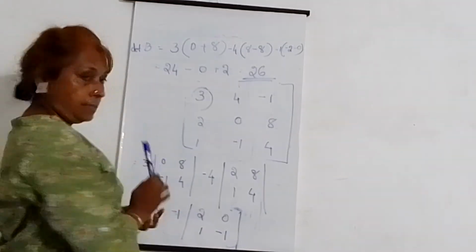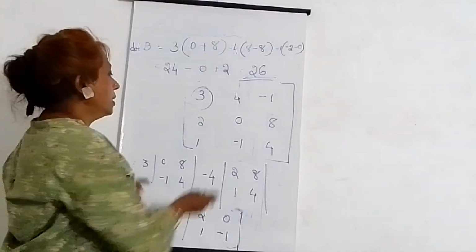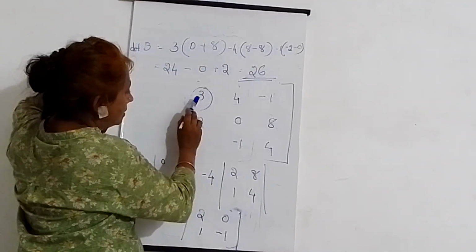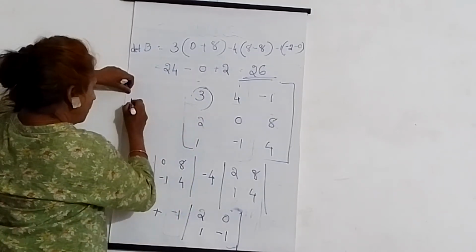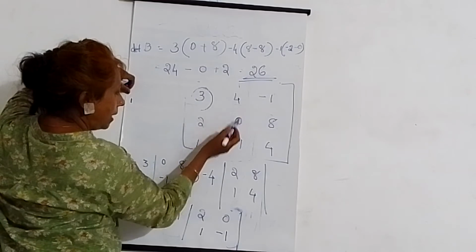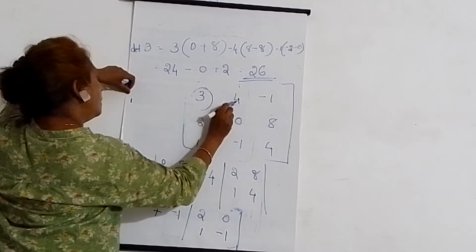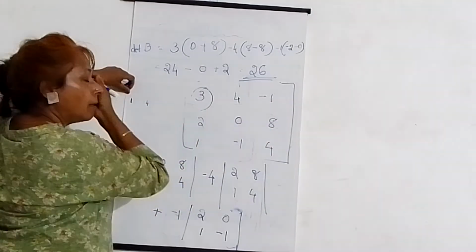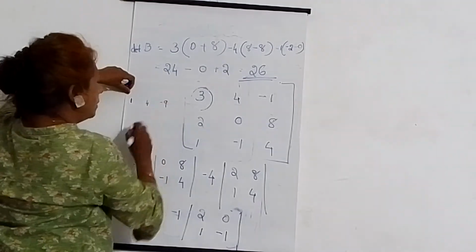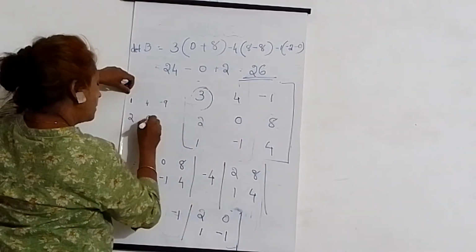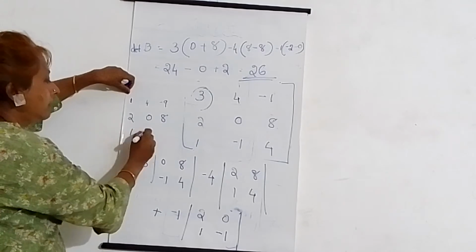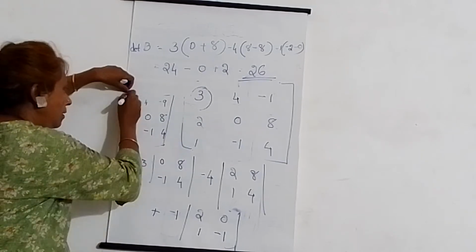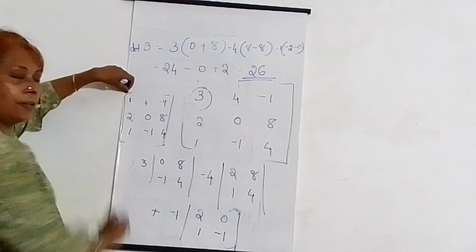But another option is there. See, 3 minus 2 is 1, so we can replace this 3 by 1, and then 4 minus 0 is 4, and we put that in the place of the second member, and negative 1 minus 8 is negative 9. Then the second row we write as such. If we find the determinant, it will be same as the previous one.